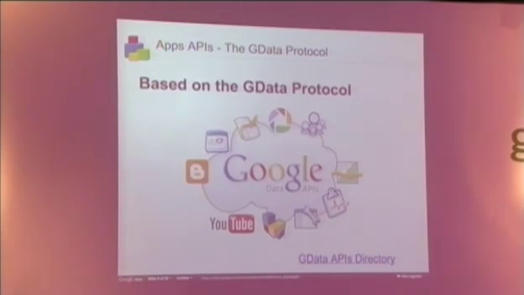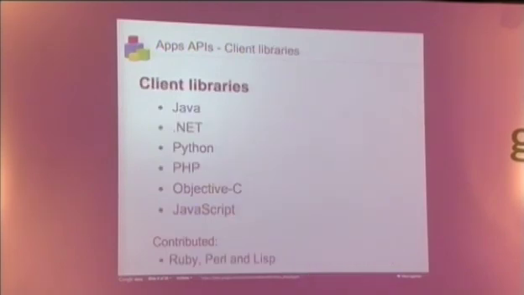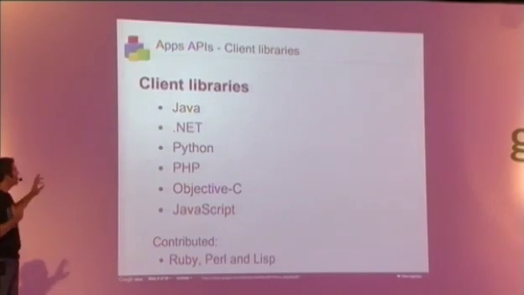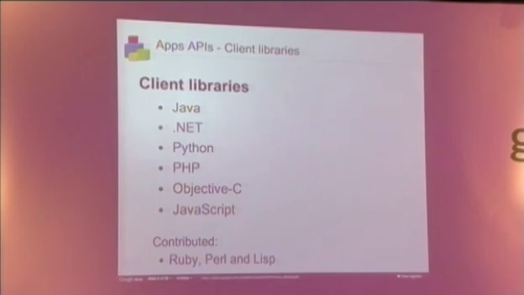That's not only for Google Apps APIs. A lot of our APIs use this format, like Picasa, the YouTube API, Blogger, etc. So you should go check it out. Most of the time, you will not have to care about the GData format. We provide client libraries, and you basically just have to use our Java client library, our .NET or Python, etc. We provide a lot. There are also external contributions, for example, Ruby, Perl, and Lisp.